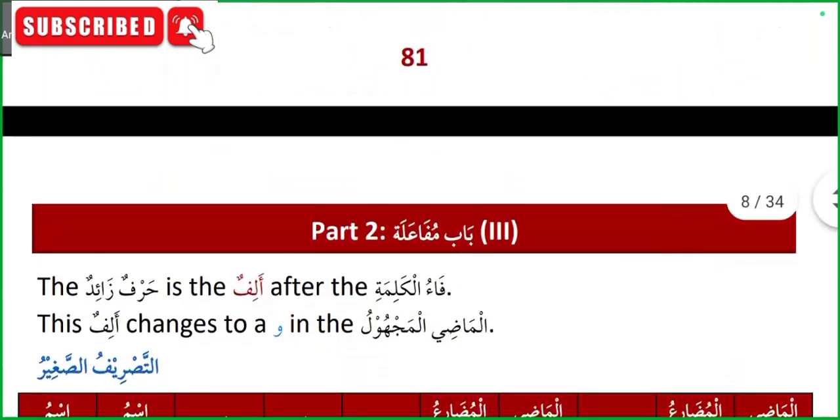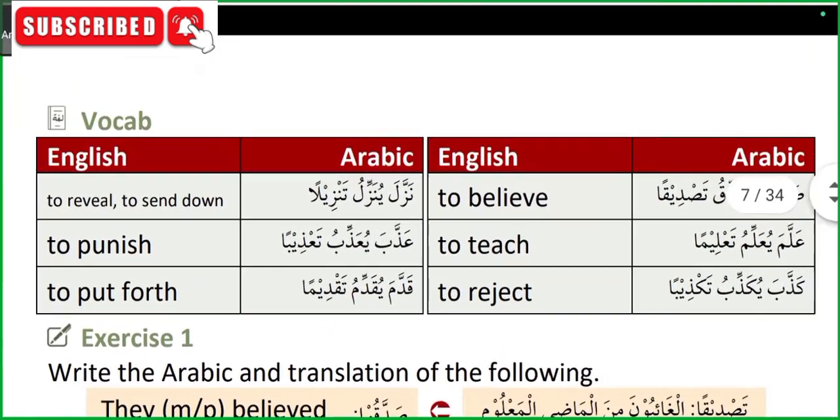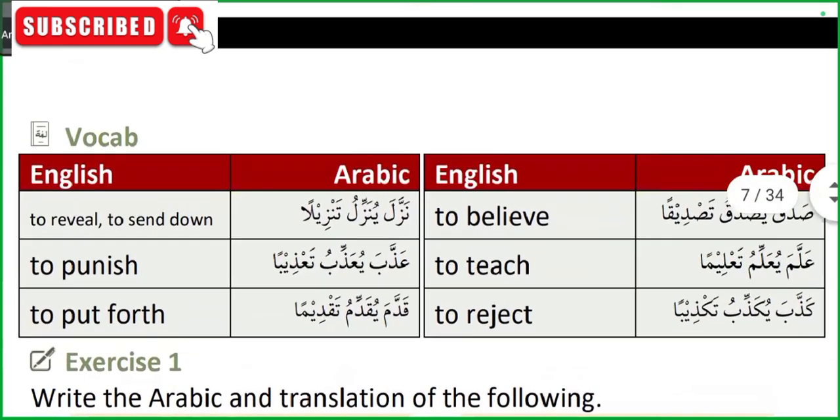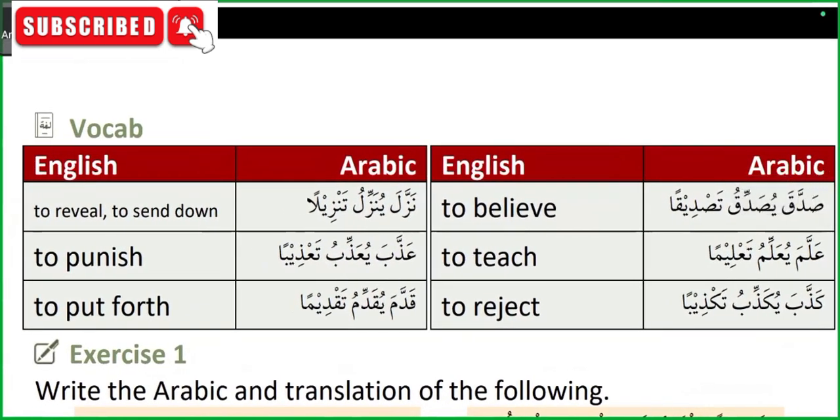Then we will move on to form 3, which is Bab Mufa'alah. Now, the Bab al-Taf'il is about repeatedly doing something or doing something with strength, or to change a lazim into a muta'addi. That's it, inshallah. Any questions? No questions. Okay. So let's end it today.